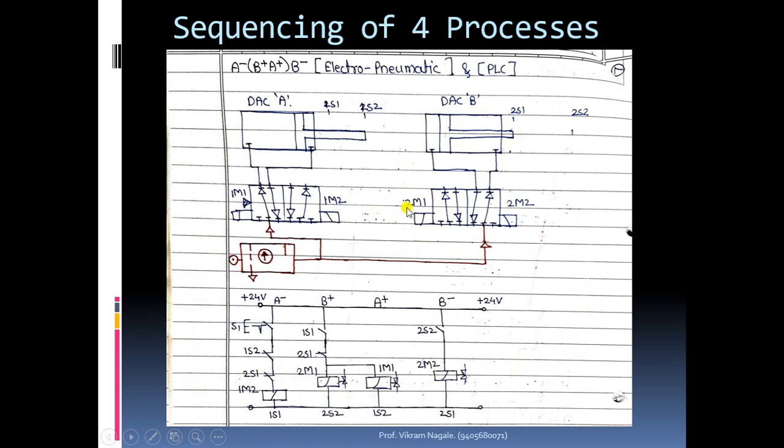Means what will happen, after this coil is energized, the left side block is activated, pressure will be given on the left hand side, and this right side one will exhaust to atmosphere, and the piston and rod end will move towards right side. Okay, and whenever this rod end is leaving this 2s1 position, this 2s1 limit switch will open, unpressed.